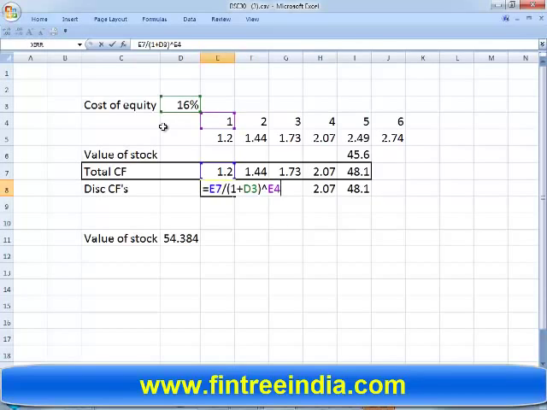Discount factor at the rate of 16%. So 1.2 divided by 1 plus 16% raised to the power of the year. This should be a constant. And then the value of the stock would be 27.26. How many of you are getting 27.26? 20. Alright.